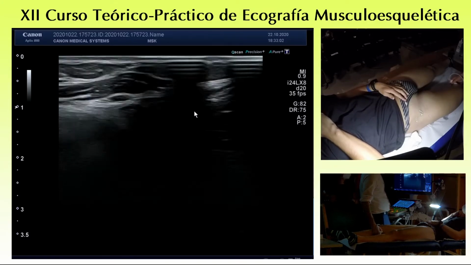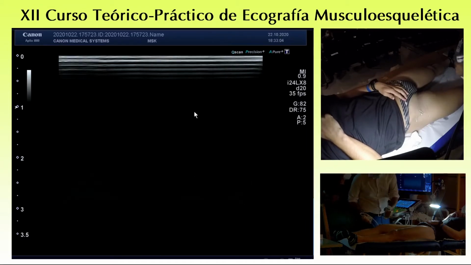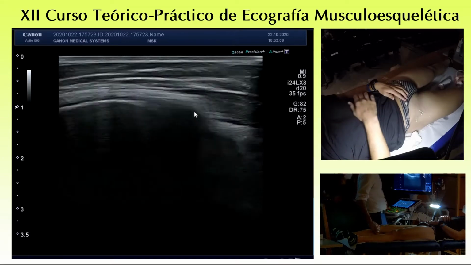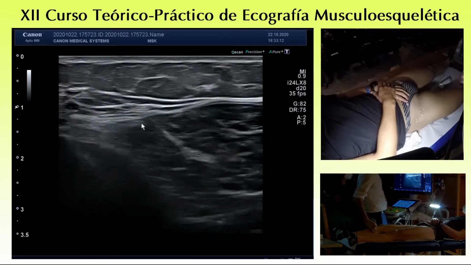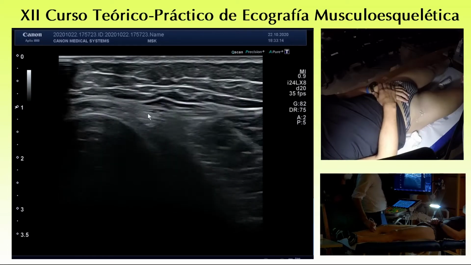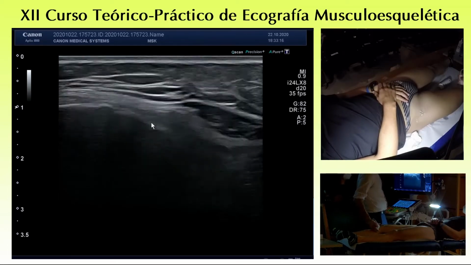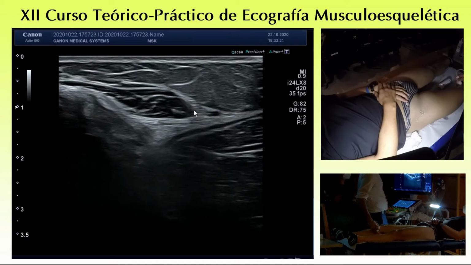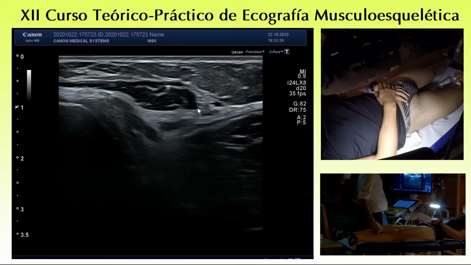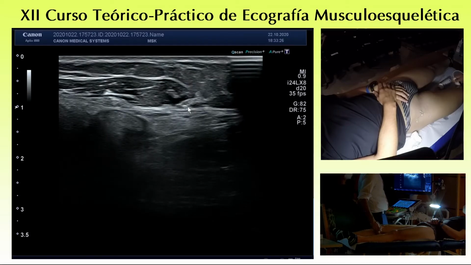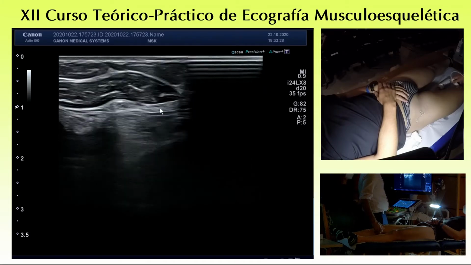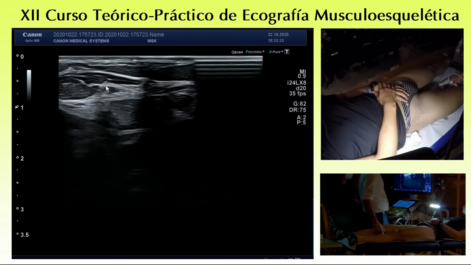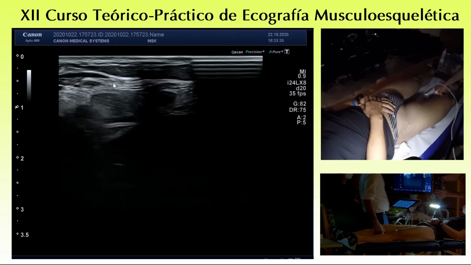The most posterior, sorry, a bit more gel, the most posterior is the semitendinosus. And the saphenous nerve becomes superficial, just passing in between. This is the saphenous nerve. I move backward, here, and this is where it goes, passing between the gracilis and the sartorius. This is the saphenous nerve.